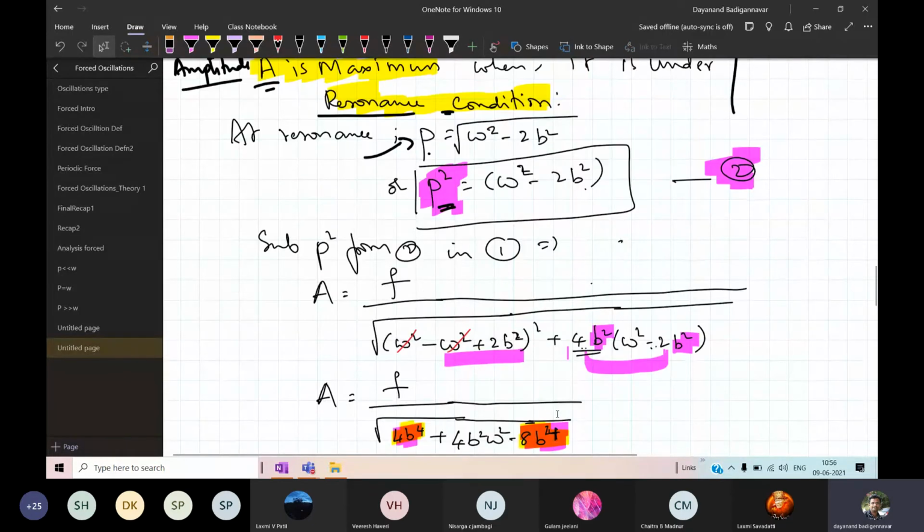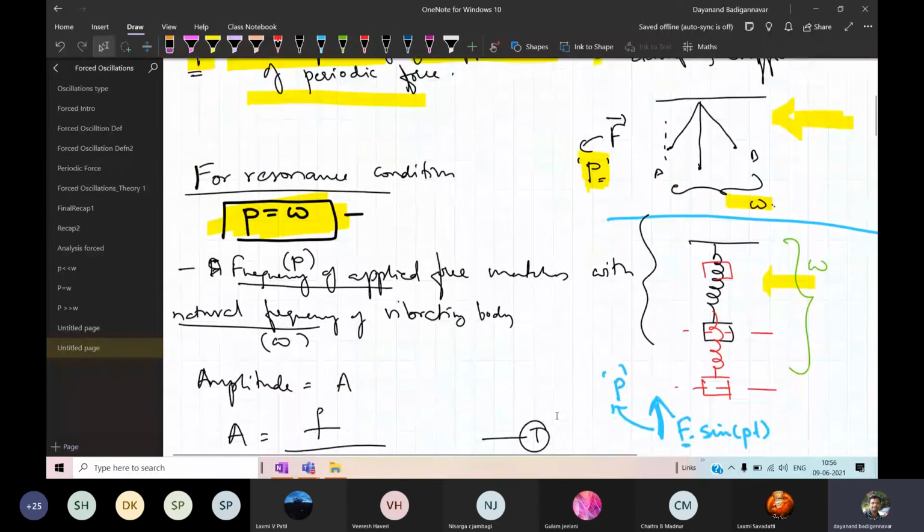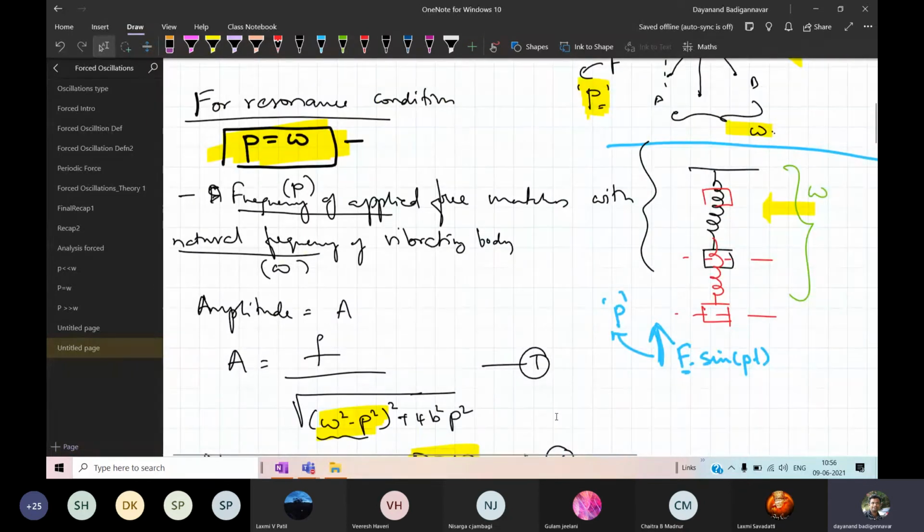Now, look here. What is resonance? Resonance is a phenomenon in which the applied frequency matches with the natural frequency of a vibrating body, or it is the phenomenon in which a body vibrates with its natural frequency under the influence of another vibrating frequency.